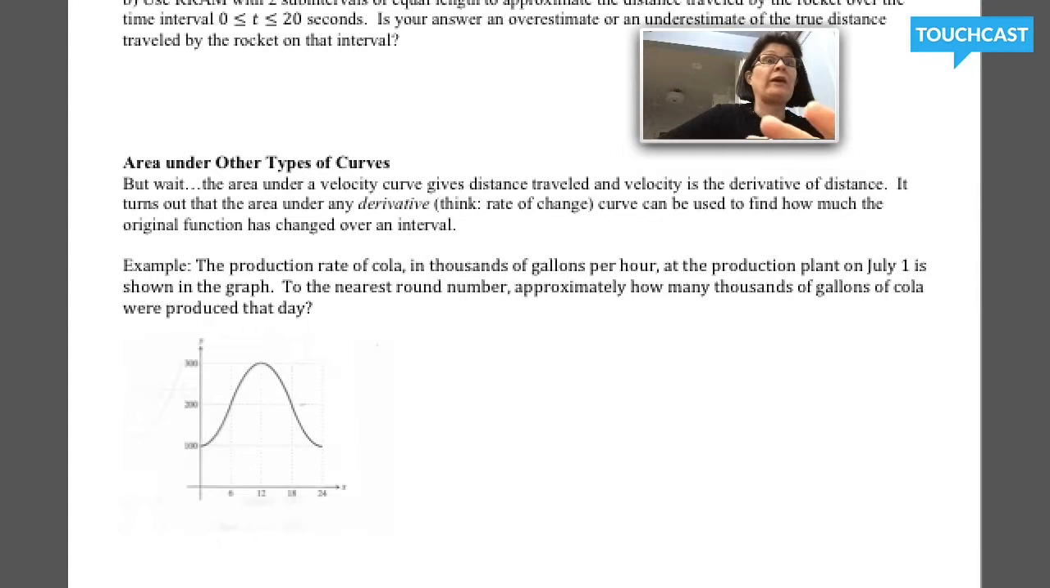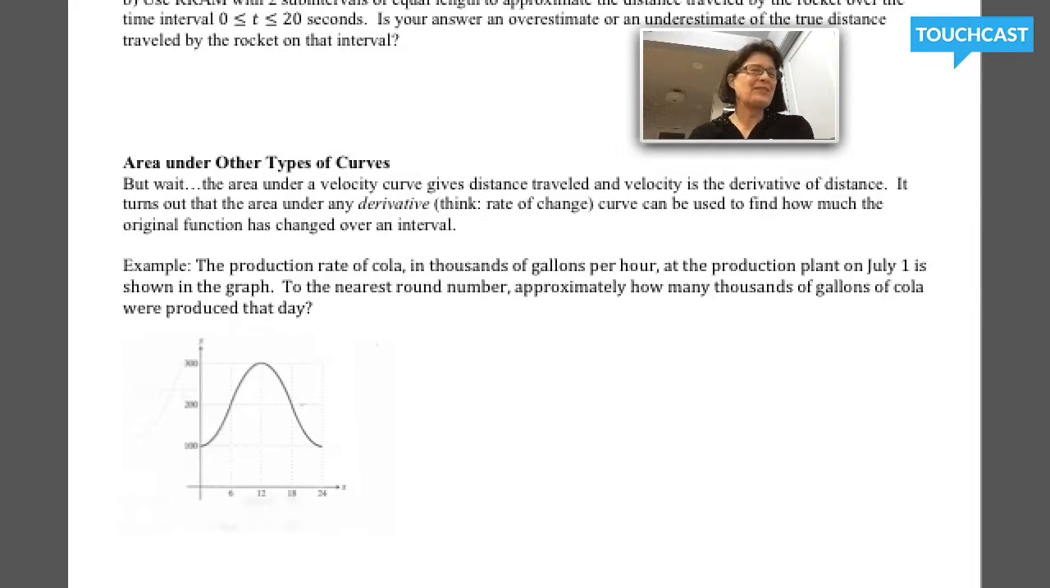All right, we're about to have a big breakthrough. The area under the velocity curve gives distance traveled. But remember, we already know that velocity and distance traveled are related. Velocity is the derivative of distance. So it turns out you can find the area under any derivative curve to find out how much the original function has changed over an interval.